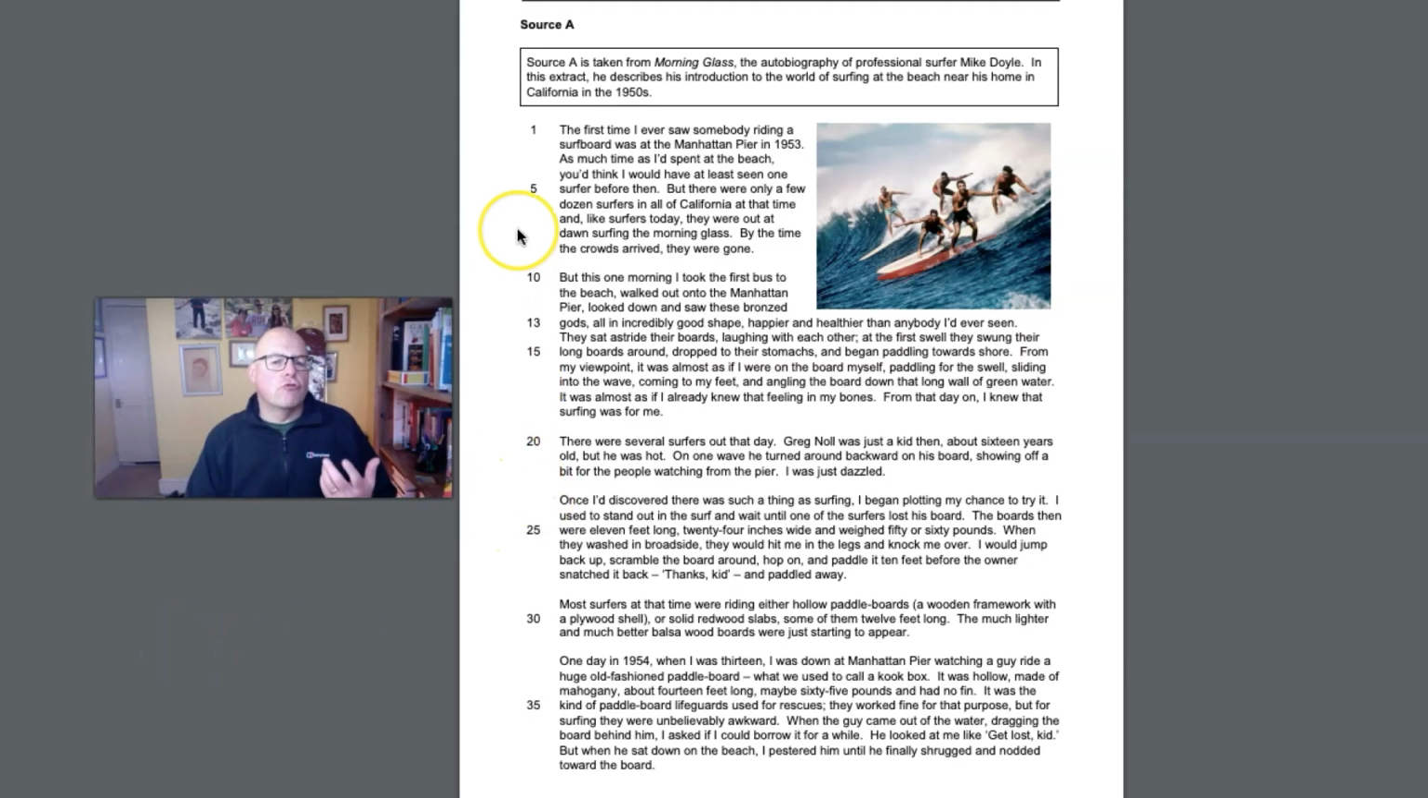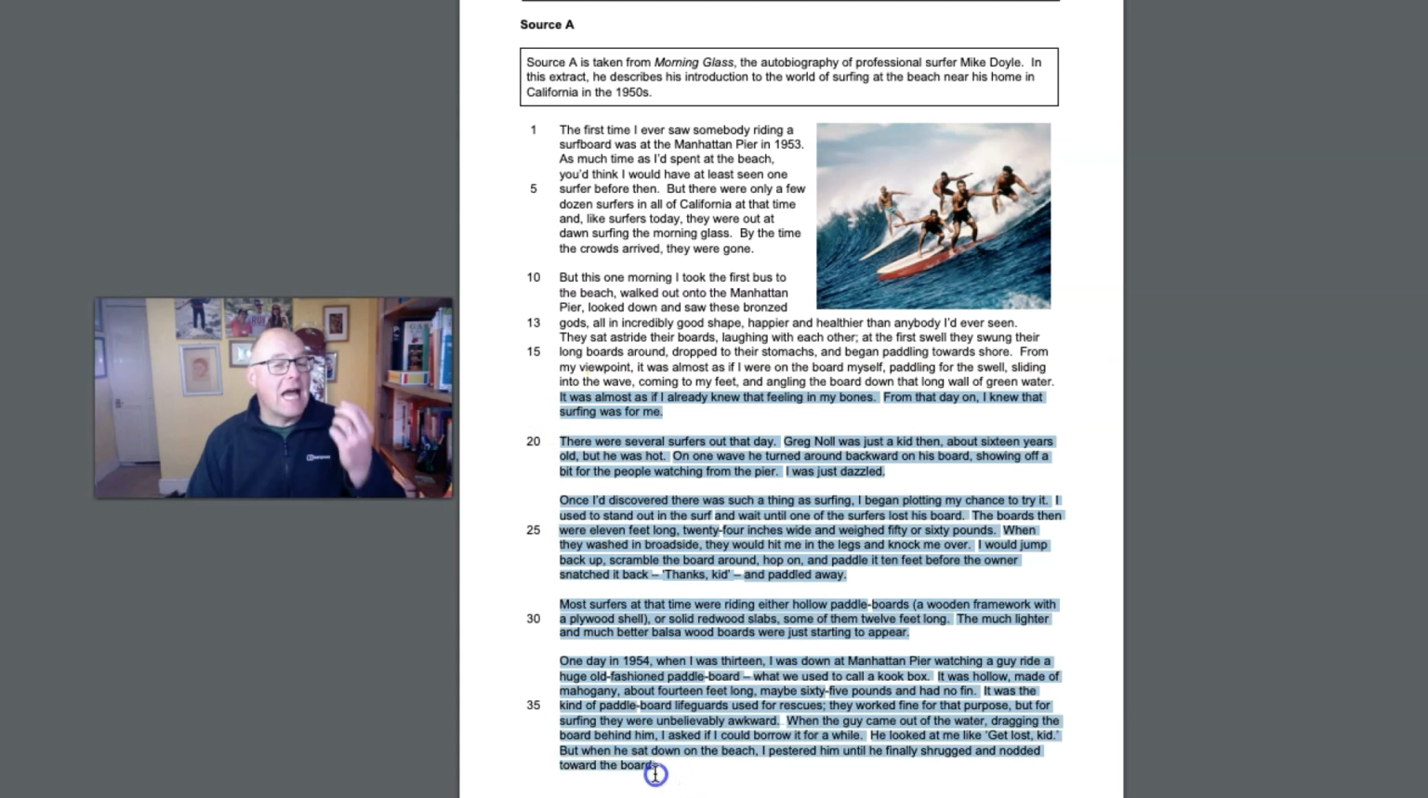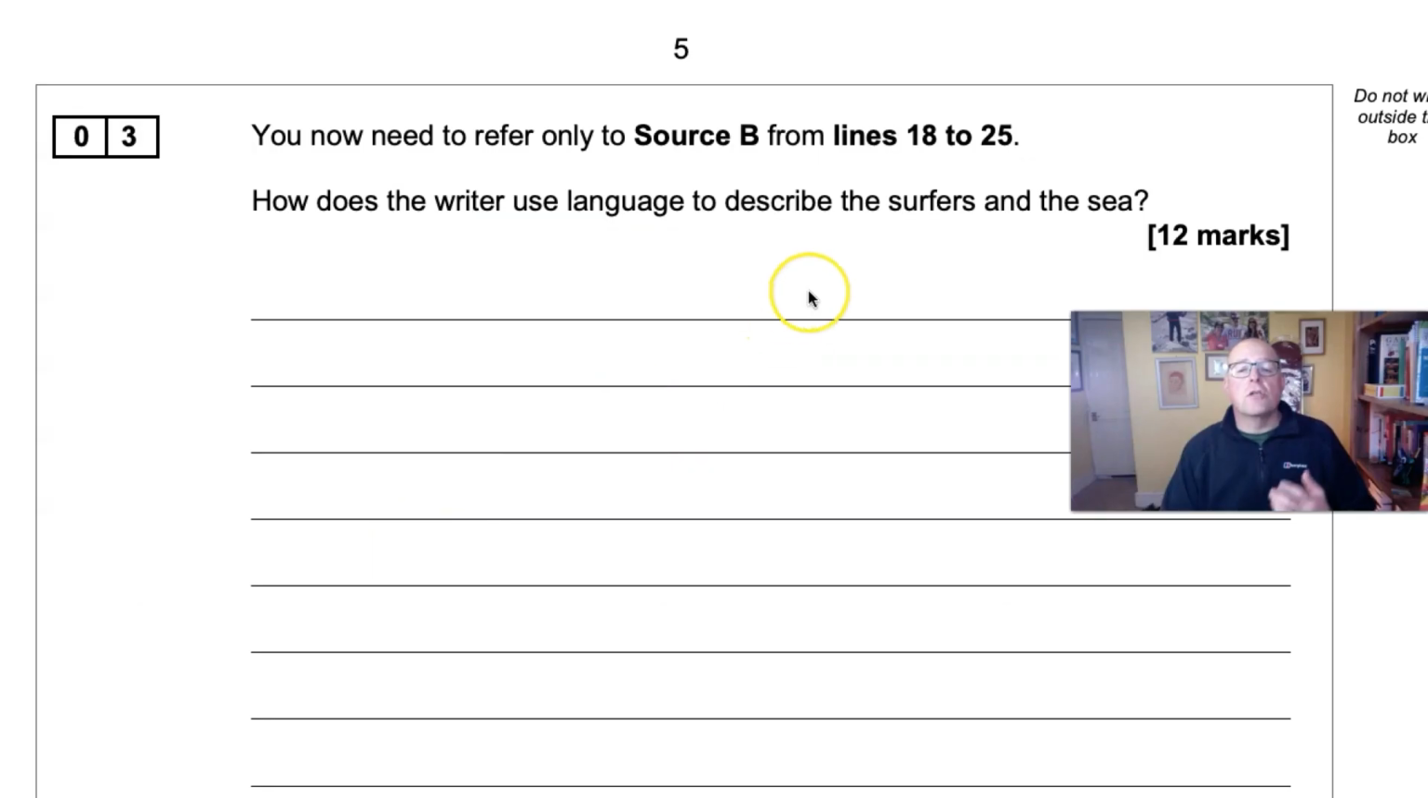So we go straight to the insert and then we find those relevant lines. Line 18 will be about here, and we just focus on the actual parts of the text that will be examined, because if we quote anything from up here, we get 0 points for that bit of our answer. So there are two things we need to write about: how the language is used to describe the surfers and how the language is used to describe the sea.